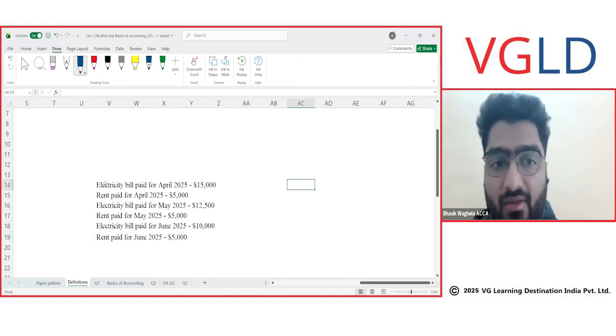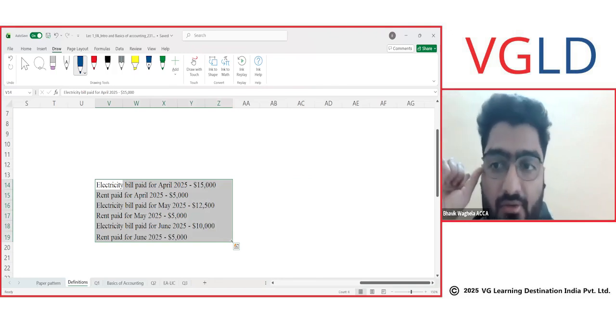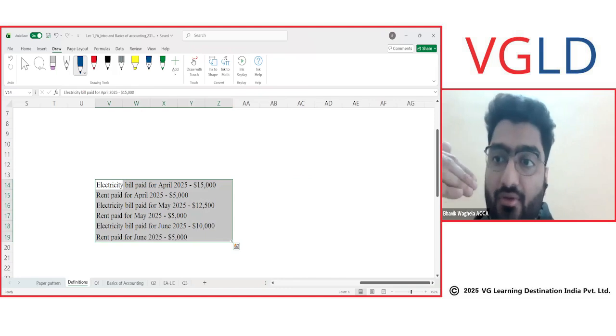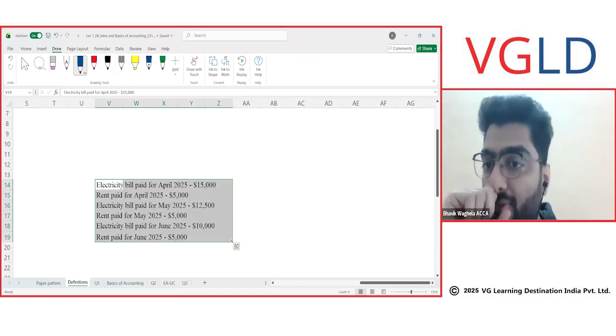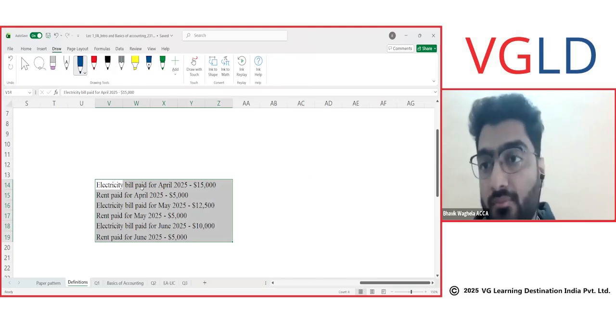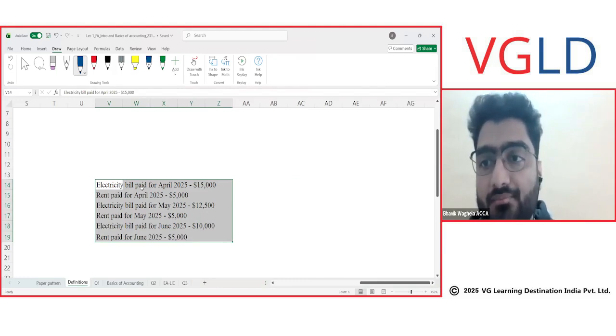Now, this is just a small example, guys. I have just taken 2 transactions every month: electricity bill paid and rent paid. Don't you think there will be other transactions as well? Salary paid, traveling expenses, sales, purchases, sales return, purchase return, and so on. So, do you think this information will help me? No. I want summary information. I want the total amount that I have paid.